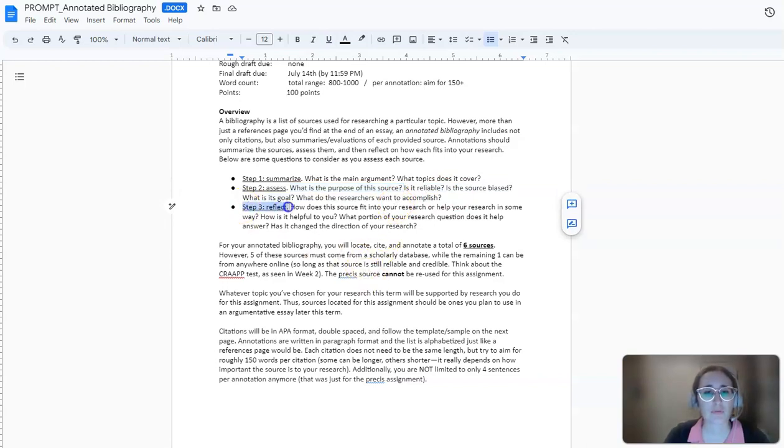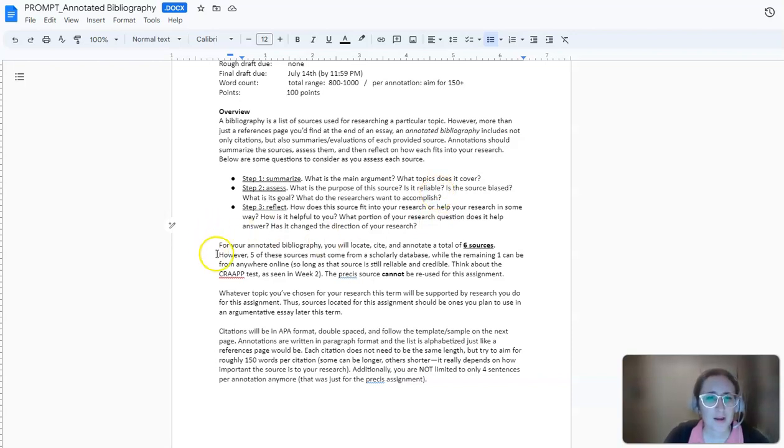And then step 3 is reflect. How does it fit into your own research or help you answer your research question in some way? Is it helpful? Has it changed the direction of your research at all? So you're definitely welcome to use first person when talking about, especially in the reflection portion of each annotation, how is it working for you?